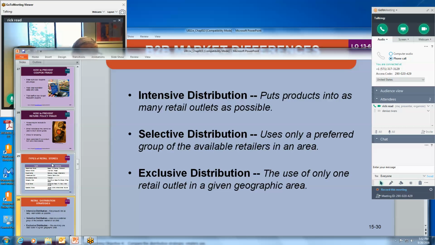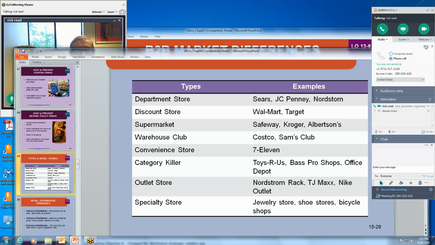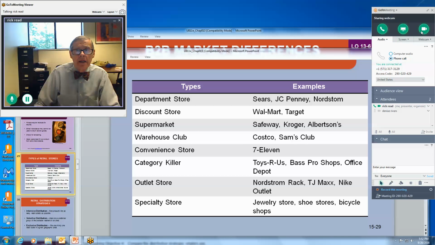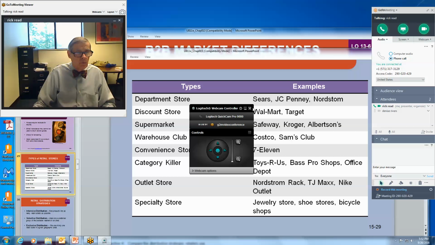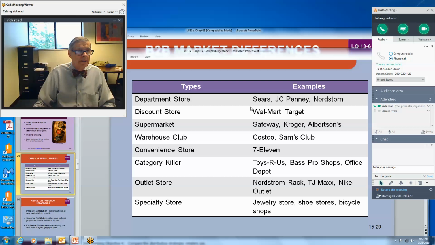Now, these are the type of retail stores. I think we need just to look at them a second. Department store would be something like J.C. Penney, and Nordstrom would follow that. Sears. Discount store would be Walmart and Target. Supermarket, we know what those are. Convenience store, specialty store, outlet stores, etc. Macy's, by the way, would be up with a department store, and we have convenience stores, etc.